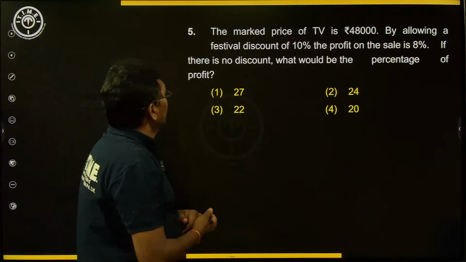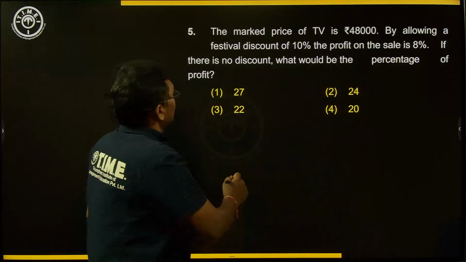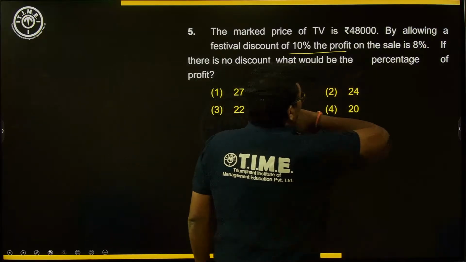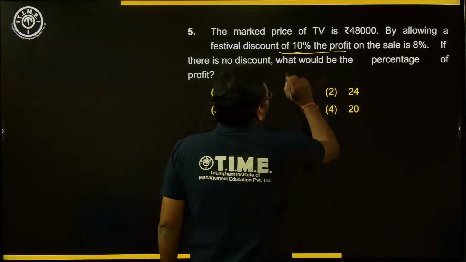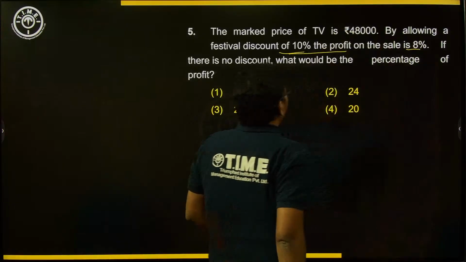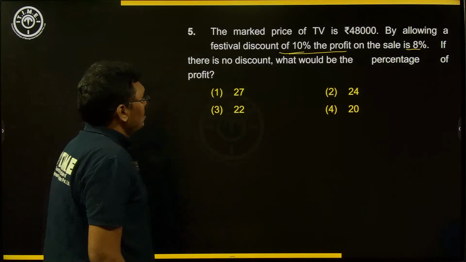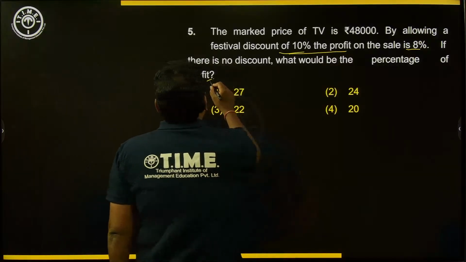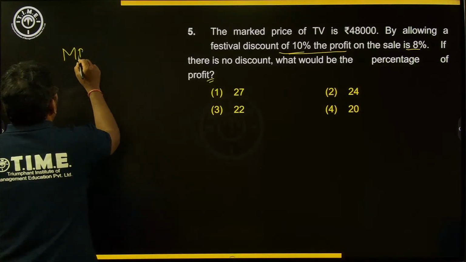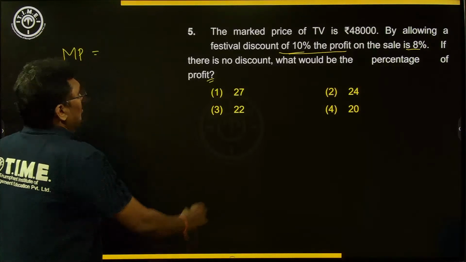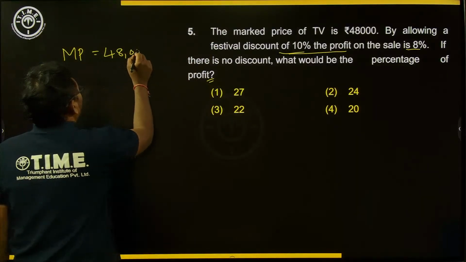See question number 5. The market price of a TV is 48,000. By allowing a festival discount of 10%, the profit on the sale is 8%. So we give a 10% discount and get a profit of 8%. If there is no discount, what would be the percentage of profit? So what is given? The market price of the article, which is a TV, is 48,000.